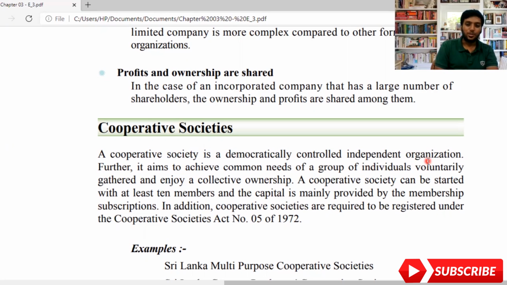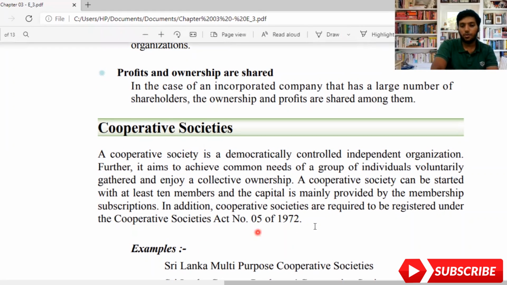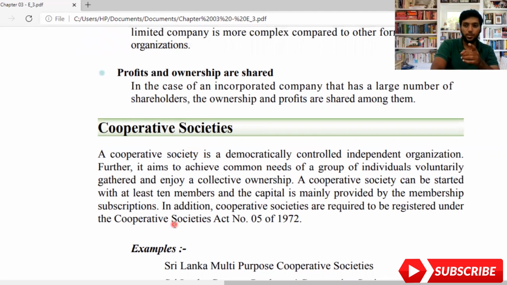Yes, I'm sorry. So it says there should be at least 10 people getting together in order to start a business. But after 10 people, there can be any number of members. And the cooperative society should be registered under Cooperative Societies Act number 5 of 1972. So when I say this point, you need to be very careful. As I said, partnership should have 2 to 20 people under Act number 7 of 2007. And incorporated companies should act under section number 7 of 2007.